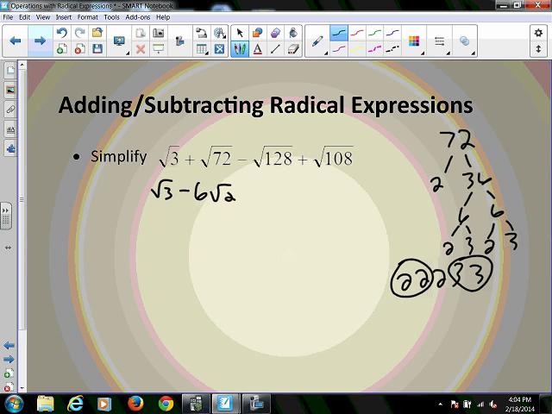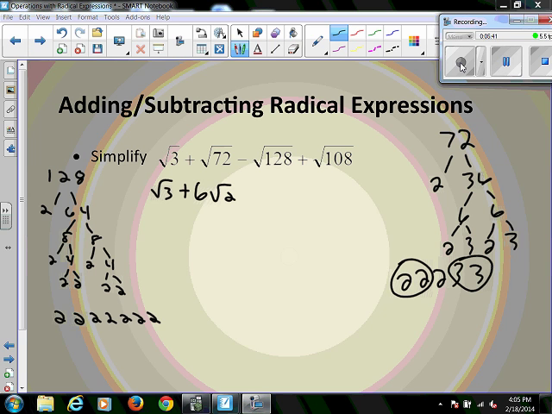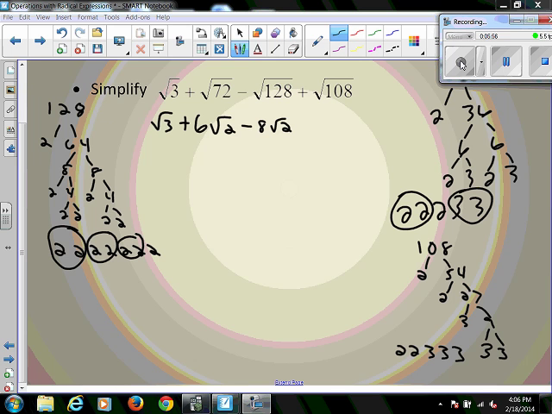Now I'm going to do 128. Okay, I've treed 128. Now I want to make groups of 2. I've got 3 groups. 2 times 2 is 4, times 2 is 8, times the square root of 2. Now I'm going to do 108. Okay, I have to tree 108. I've got a group of 2 and a group of 3, so 2 times 3 is 6, times the square root, and I have a 3 remaining.